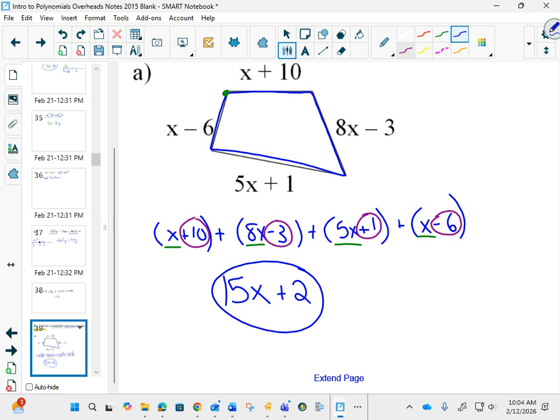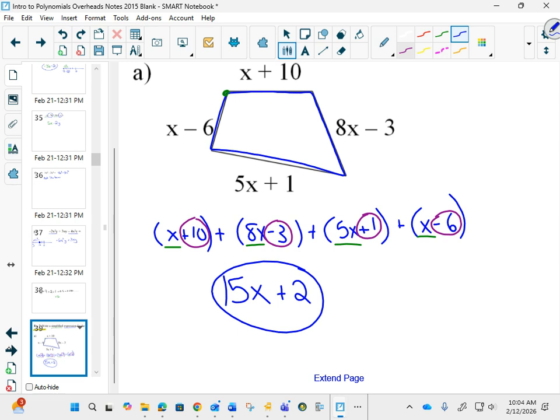A simplified expression for the perimeter. So first of all, think of perimeter like a highway, traveling around the city. Perimeter is the distance to travel around an object. You have to add up all the sides.